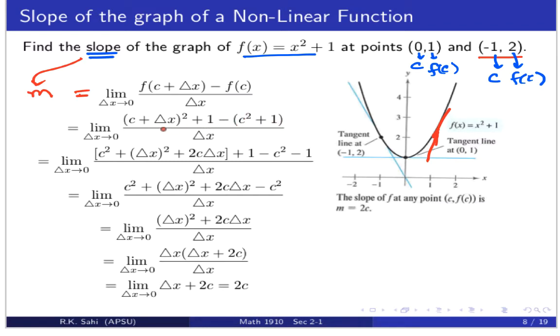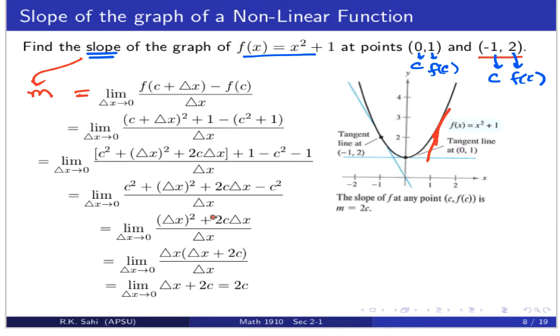And then just simple computation. Here's the squaring formula: c squared plus delta x squared plus 2c delta x plus 1. Then you distribute the negative inside: negative c squared, negative 1. Then just cancel out the common terms. Negative c squared and c squared cancel out, and 1 and negative 1 cancel out. And what are we left with? We are left with delta x squared plus 2c delta x, divided by delta x.